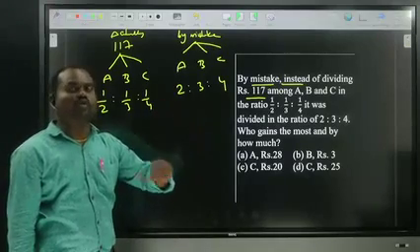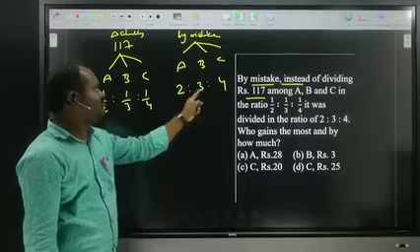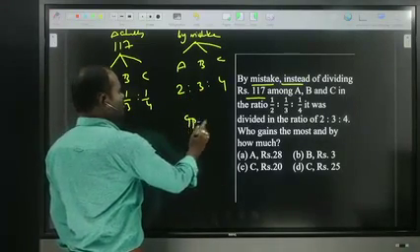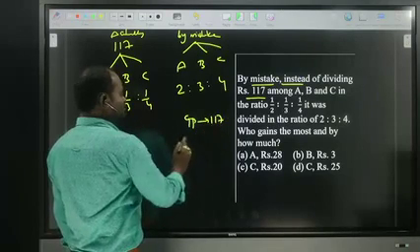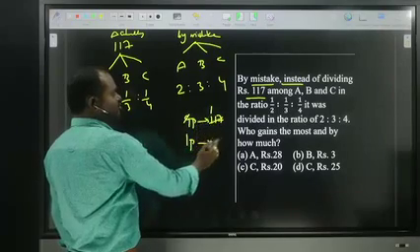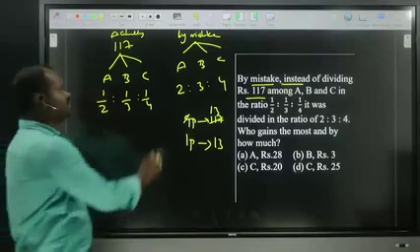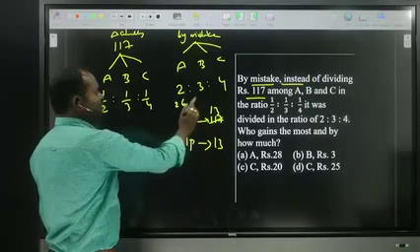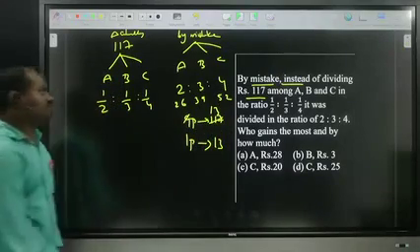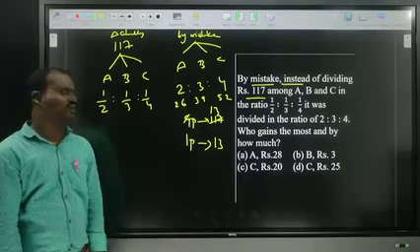So who was getting more, and by how much? Now, as per this, total how many parts? 2 plus 3 is 5, 5 plus 4 is 9. 9 parts means 117. Then what is one part? 9 threes are 27, so one part is 13. 13 twos are 26, 13 threes are 39, 13 fours are 52. 9 parts 117 means one part is 13.